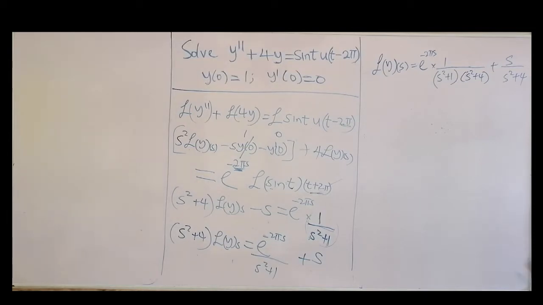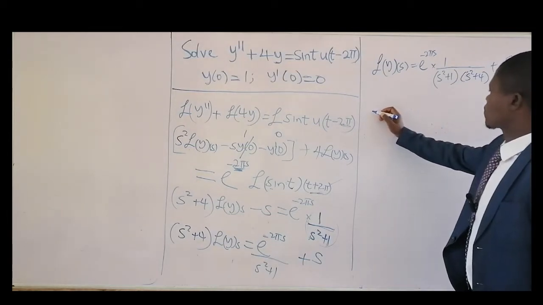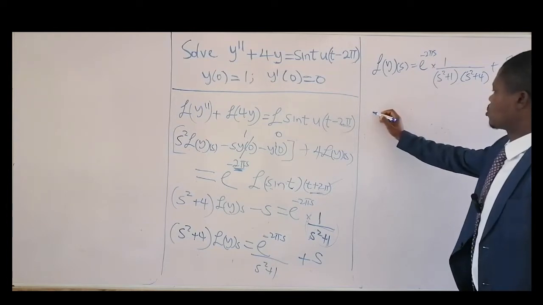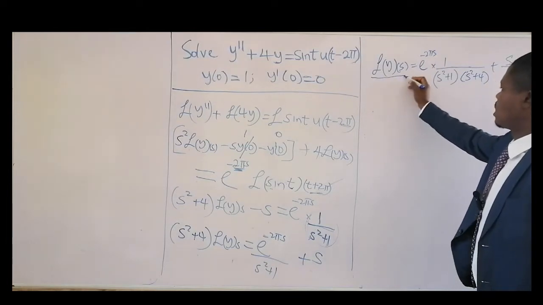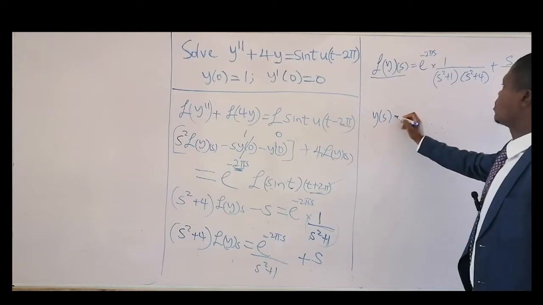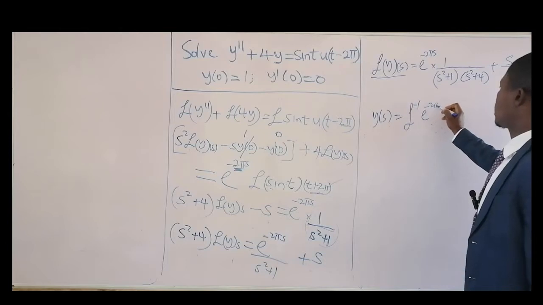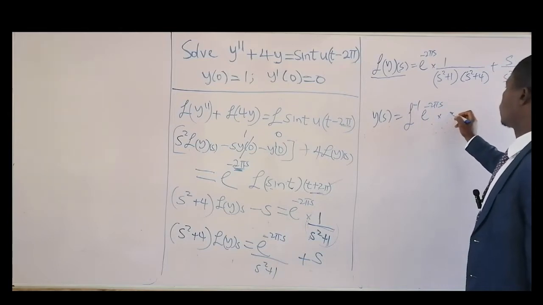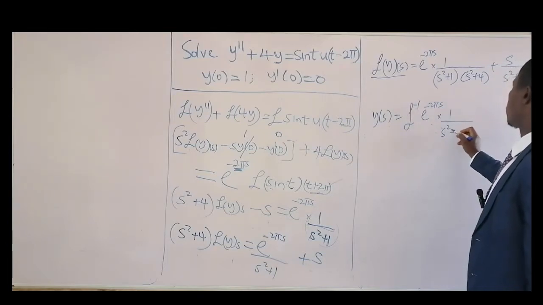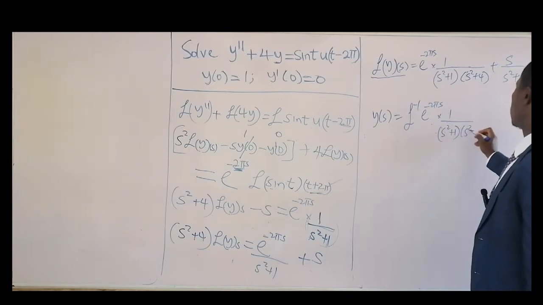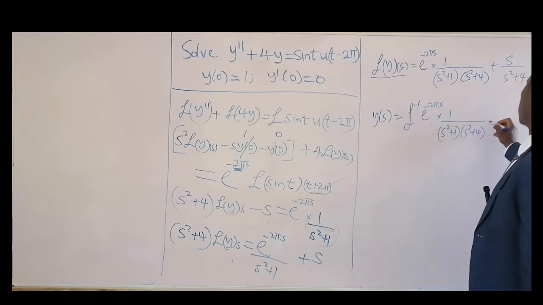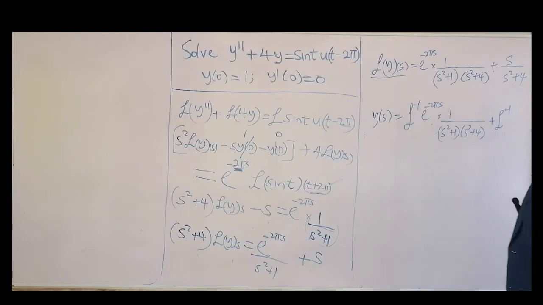Then the next thing to do is take the inverse Laplace of both sides. That will give y equal to the inverse of e to the minus 2π s times 1 over (s squared plus 1)(s squared plus 4), plus the inverse of s over s squared plus 4. So that's what we have now.